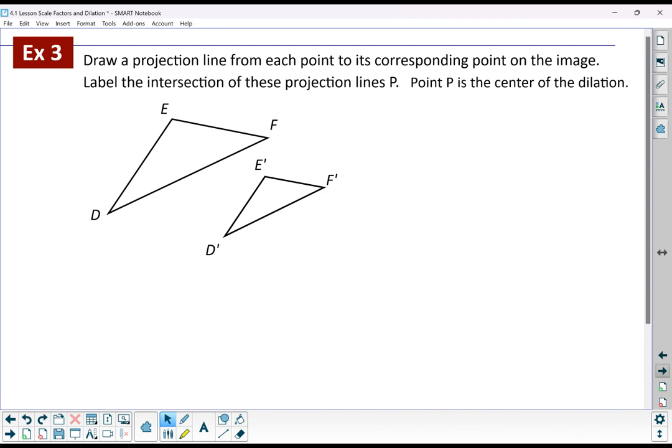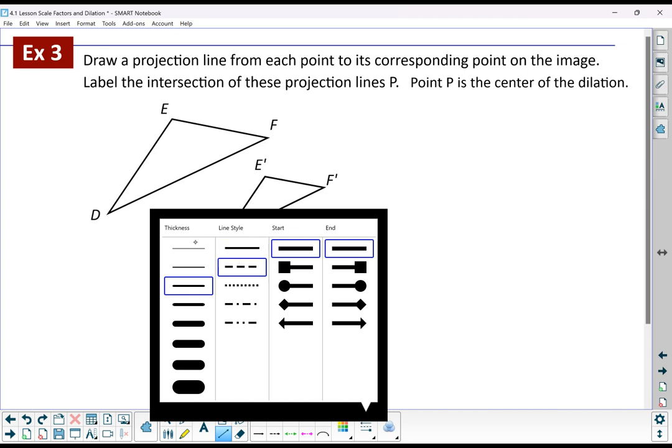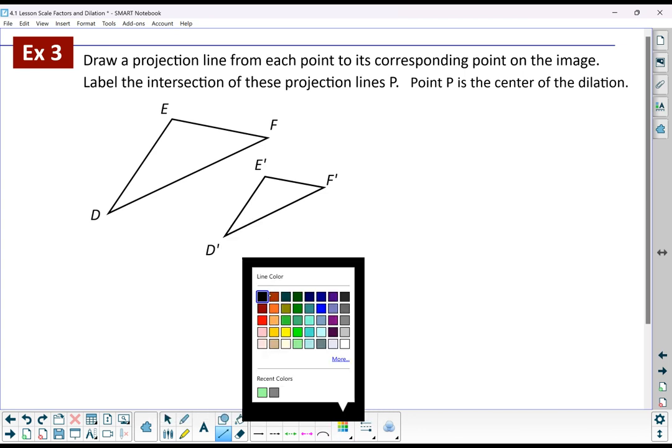So here's two triangles. We've got EFD, EDF, DEF, whichever order you want to call the triangle. We want to draw the projection lines from each point to its corresponding point on the image, and then that will help us find the center of dilation. So sometimes when people do this, they aren't sure which side of the shapes the center of dilation will be on. If you extend the lines to one side and they don't intersect, just try extending them in the other direction, and they will intersect on one side or the other.